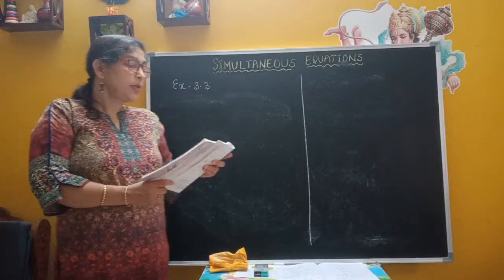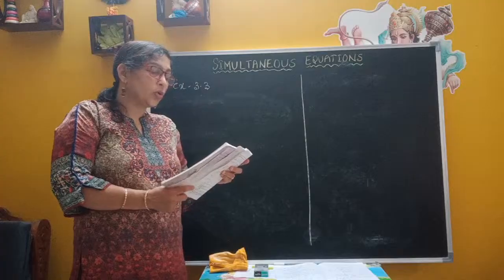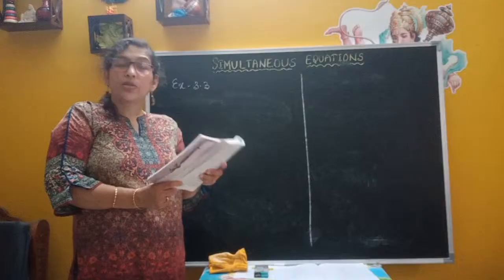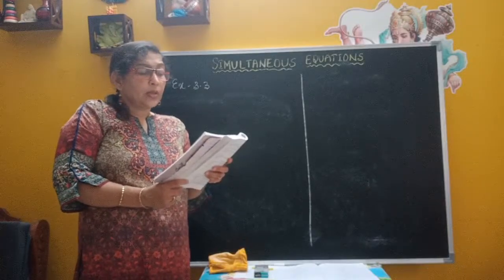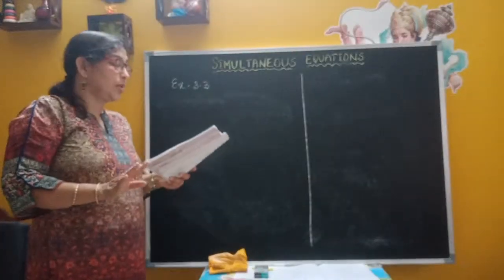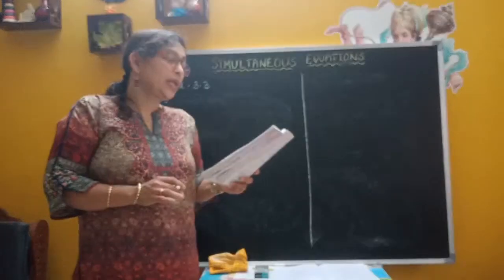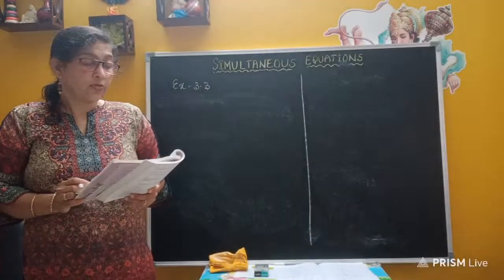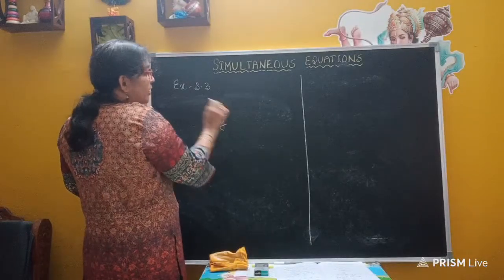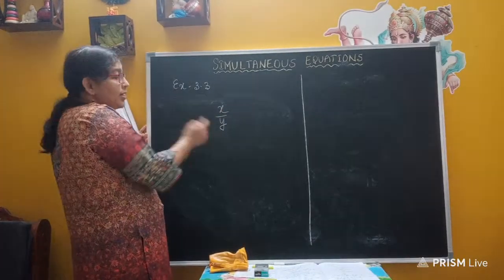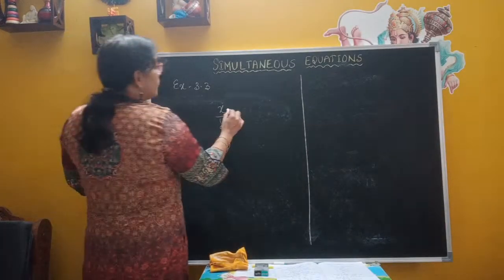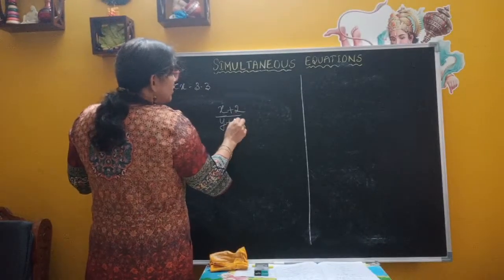A fraction becomes 9 by 11 if 2 is added to both the numerator and the denominator. Here the numerator and denominator are not given. If 3 is added to both the numerator and denominator, it becomes 5 by 6. Find the fraction. If I take the fraction as x by y, where x is the numerator and y is the denominator, in the first case 2 is added to both, that is x plus 2, y plus 2.